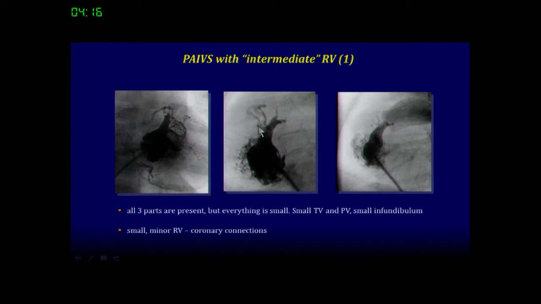Then in between these two extremes are those we would term an intermediate right ventricle, where the right ventricle may have all three parts present. Maybe the apex is not much here, but we have small versions of the inlet and the infundibulum, as well as a very small pulmonary valve annulus. But there is still a membranous atresia and a decent RV outflow tract, which may be amenable to catheter treatment. And quite often we have minor versions of those RV to coronary connections.